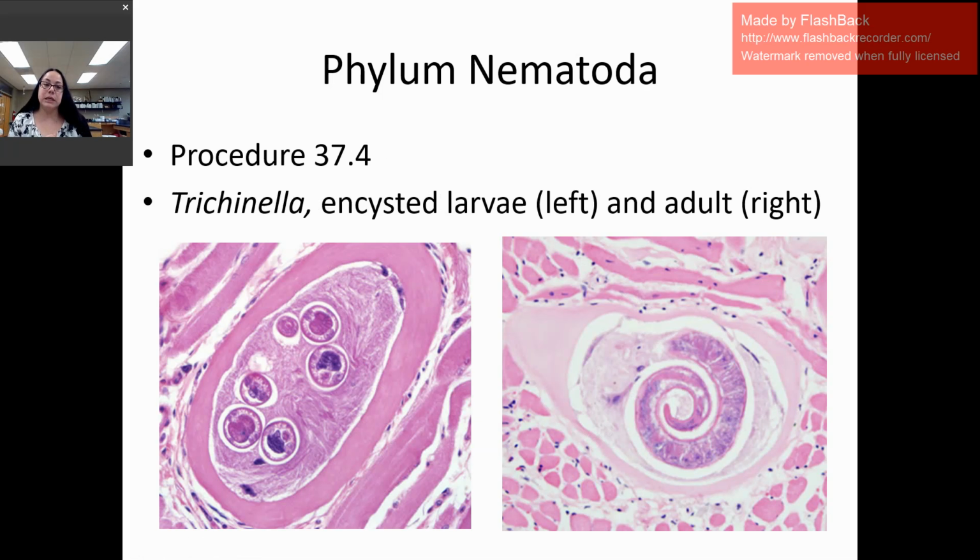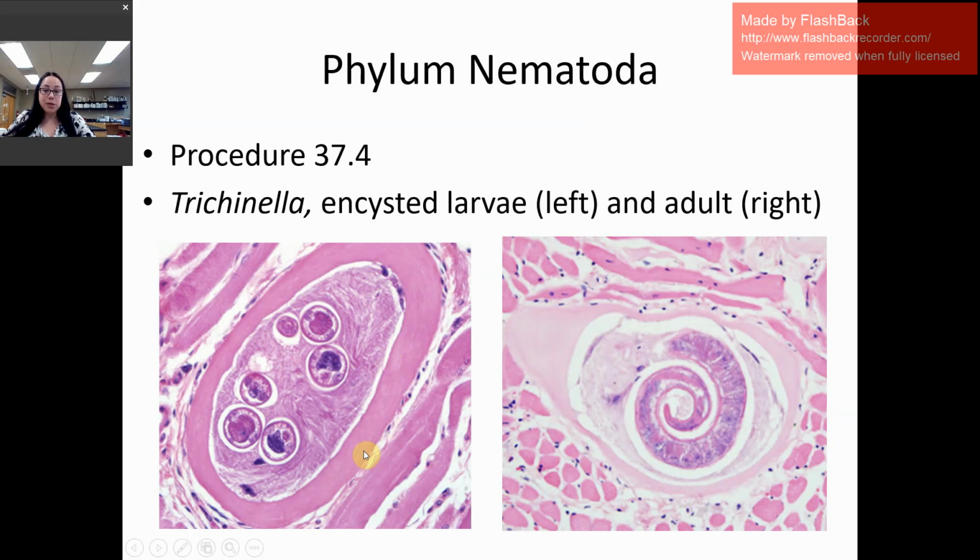Okay, so the next thing that we want to talk about is other nematodes, not just Ascaris. So we're going to see a few other parasitic nematodes. In procedure 37.4, they ask you to look at different kinds of those parasitic nematodes. So I put pictures here. The first one is called Trichinella, and this is classically what we find in wild animals, also cattle and pork and organisms like that.